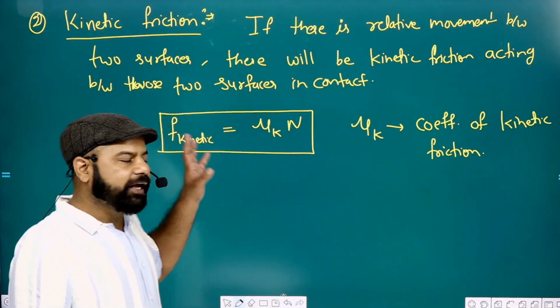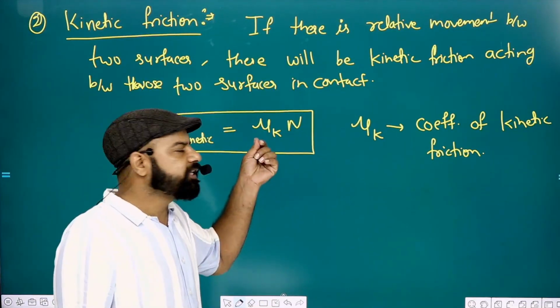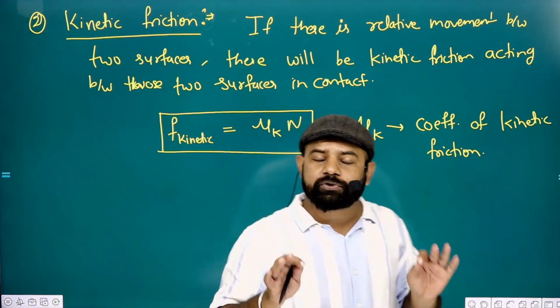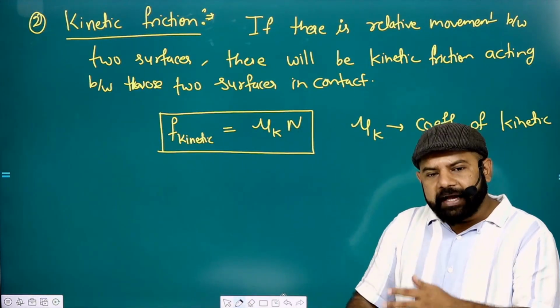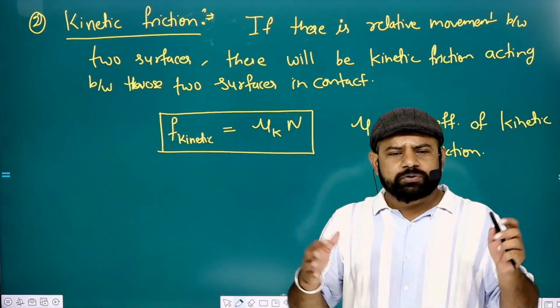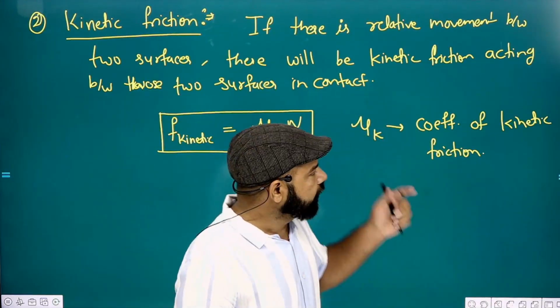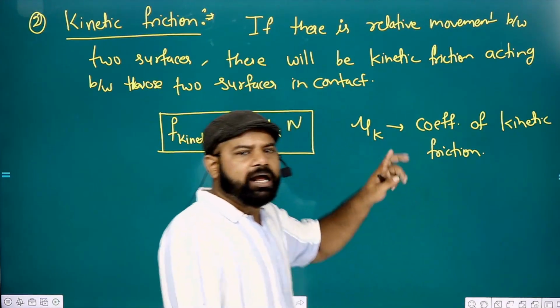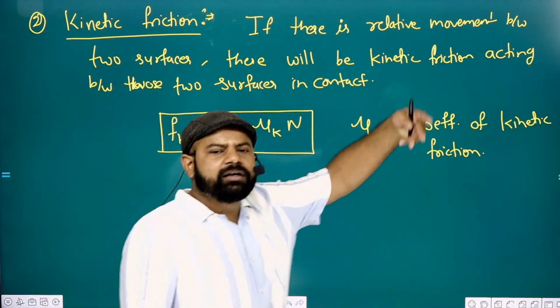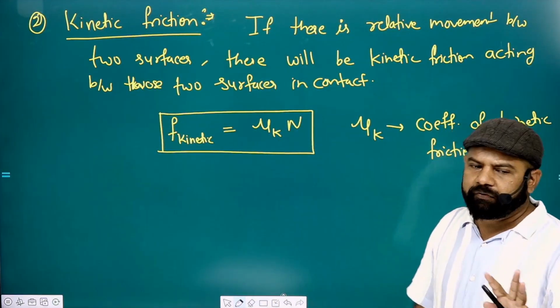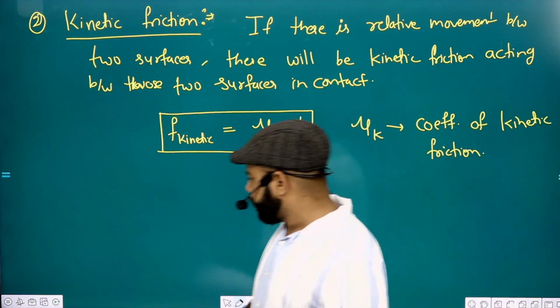So its magnitude is always constant, that is mu k into N, and it simply depends on whether there is relative motion between those surfaces; then this force will be acting. It does not depend on the forces applied on the surfaces, right? It only depends on whether there is relative motion, and the direction will be again in the same way, that it will try to oppose that relative motion between those two surfaces, right?